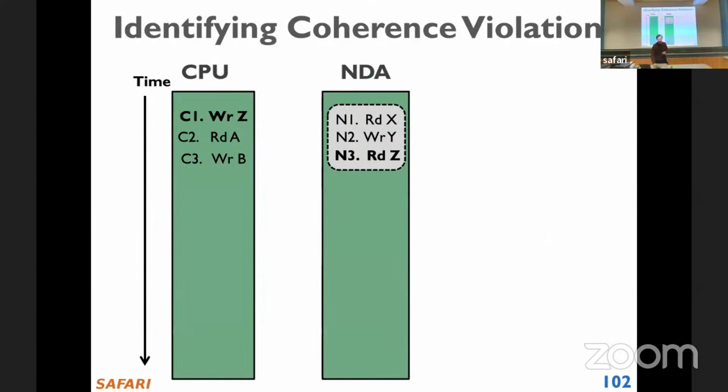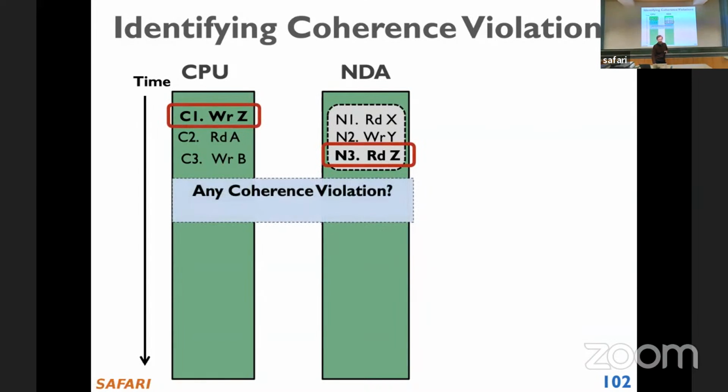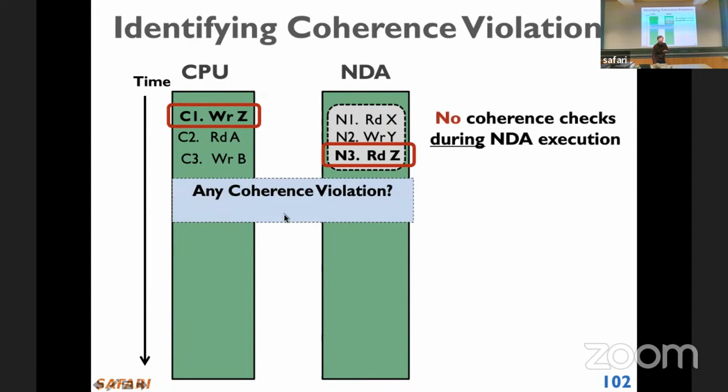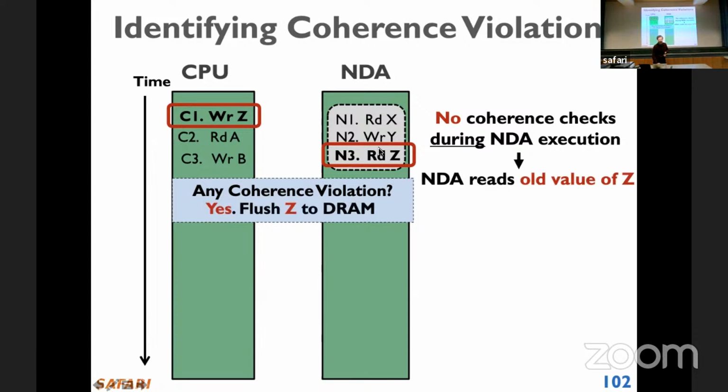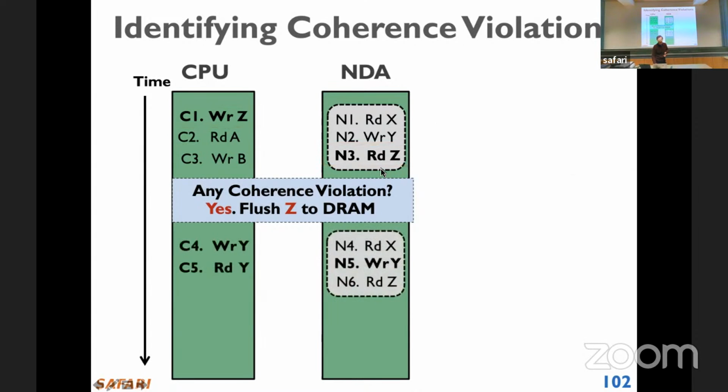You can read the paper for more detail, but I'll give you some examples. Assume that the CPU does a write to Z, then a read to A, a write to B, and then NDA does a read to A, and then a read to Z at some point. You check for any coherence violation at the end of the NDA kernel. In this case, there's no coherence check during NDA execution. Now, NDA reads the old value of Z. In this case, yes, there is a violation, because NDA read some value of Z that was updated by the CPU, right? So you flush Z to ZRAM and re-execute, essentially.